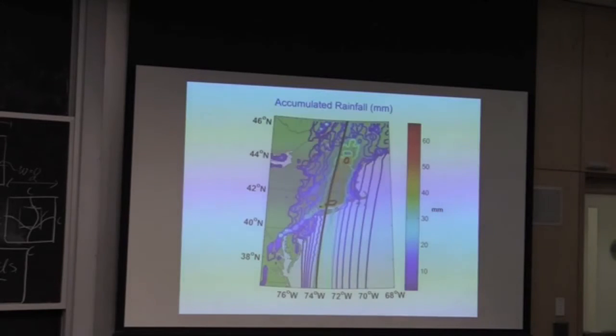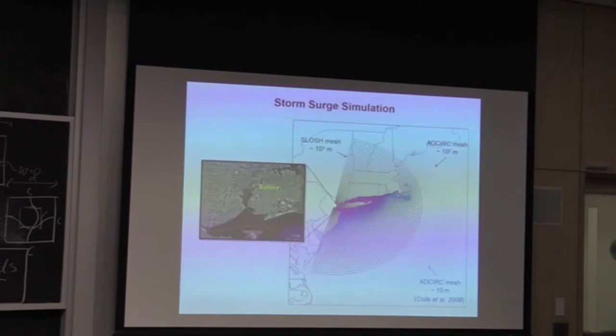And these events can all produce rain. So this is accumulated rainfall along one of the hundreds of thousands of tracks we generated for New England, showing all kinds of topographic influences as well as dynamical influences. We use it to drive hydrodynamic surge models.